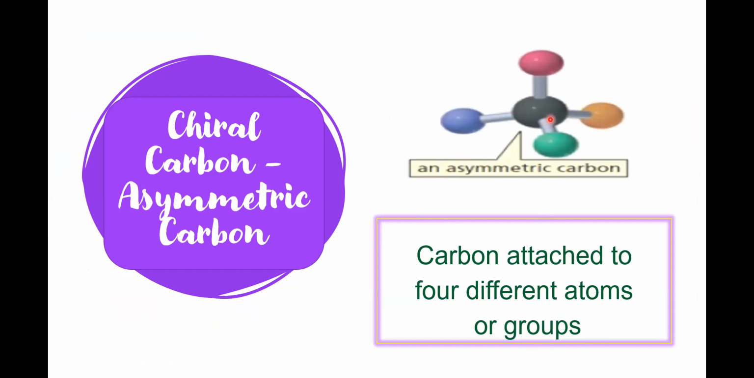So if a carbon is attached to 4 different groups, it is called an asymmetric carbon or chiral carbon. Any atom, not only carbon, any atom that is attached to 4 different groups is called an asymmetric center or chiral center.